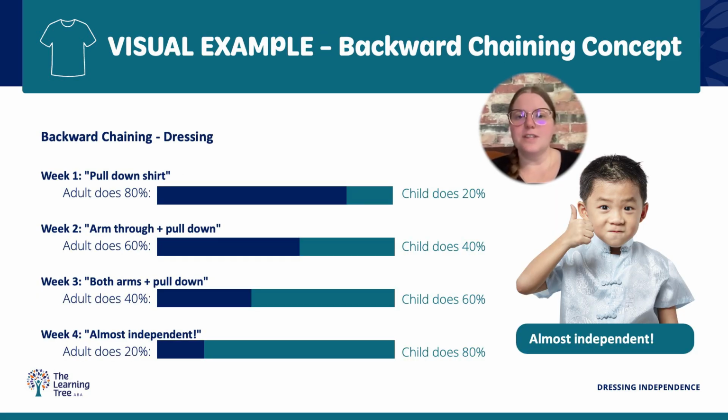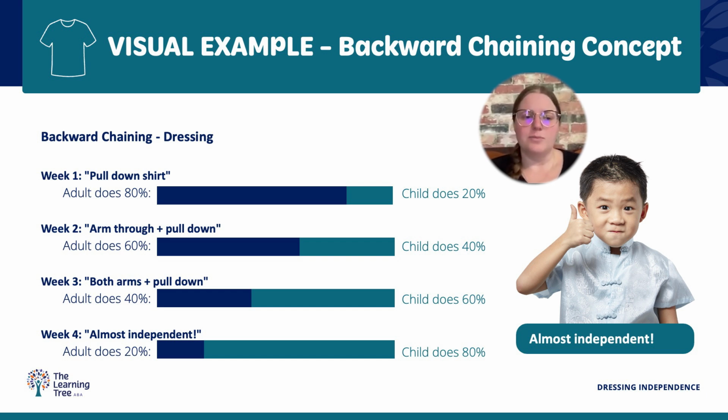All right, here's a visual example of how we use backwards chaining. For dressing, in the first step, we could practice this for the first week. The child does 80% of the process. The adult is going to help the child pick out the shirt, put it on the right way, put their head through, put both arms through, and then they allow the child to pull the shirt down. And we're going to reinforce and be excited and happy for the child that they are able to complete this step.